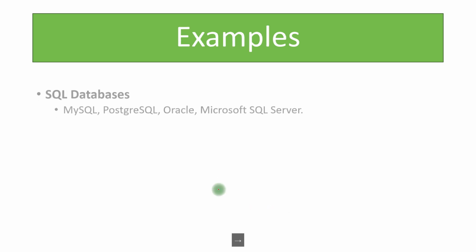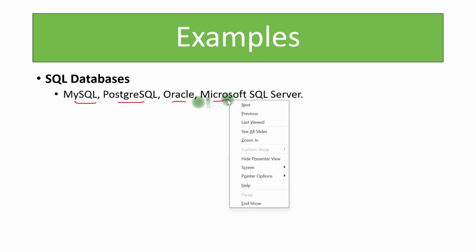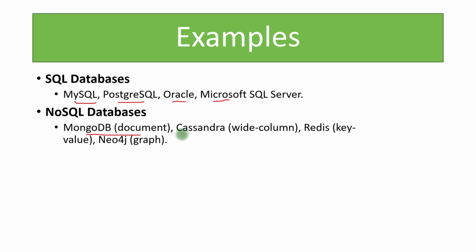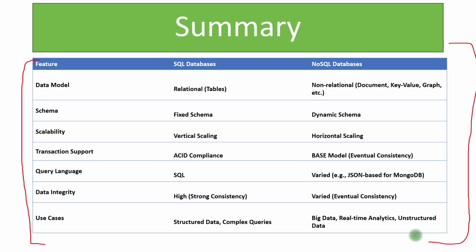Let's see some examples of databases. SQL databases: MySQL, PostgreSQL, Oracle, Microsoft SQL Server. NoSQL databases: MongoDB, which is document, Cassandra, wide column, Redis, key value, Neo4j, graph. Other cloud providers like AWS, Azure and Google also provide their own NoSQL databases. So let's summarize the differences. You can just take a snapshot of this and see the high level differences.